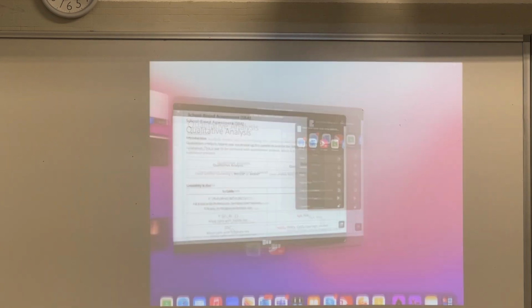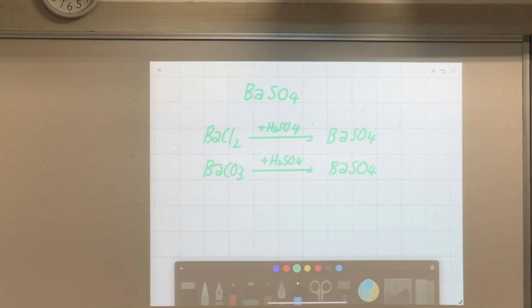So back to that question. Which of these methods is best for preparing barium sulfate? The first one. Why not the second one? Because that one is a solid. This is why I intentionally left out the state, to keep it simple. This is a solid.